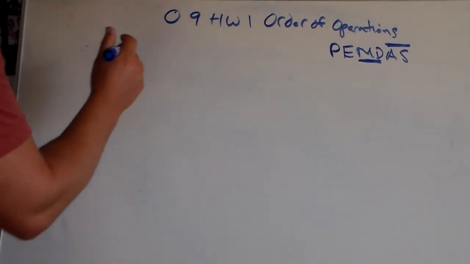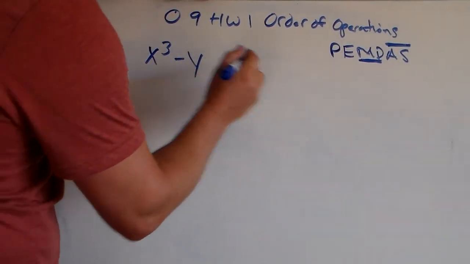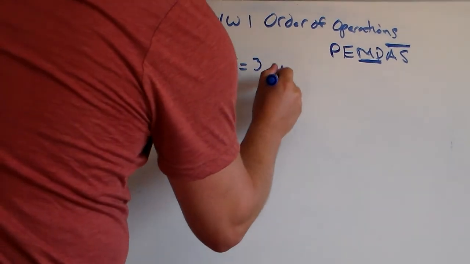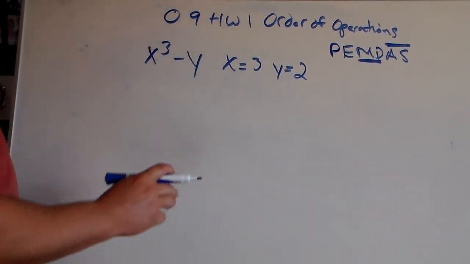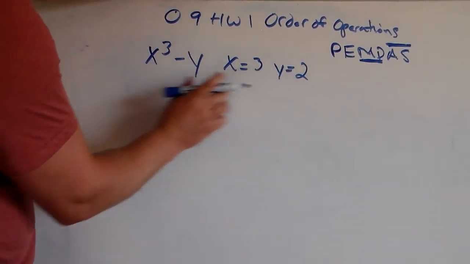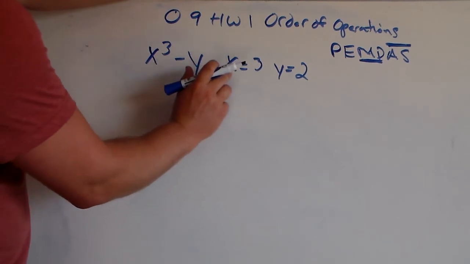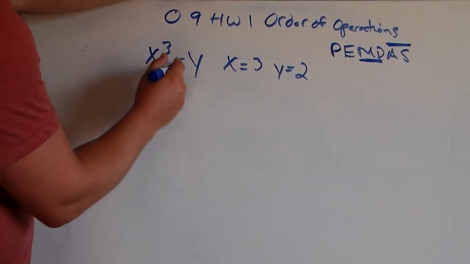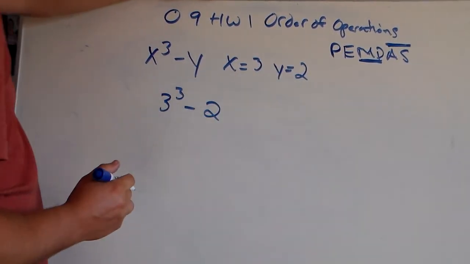Alright, problem number 7 says x to the third minus y, where x equals 3 and y equals 2. Now our goal here is that we're first going to substitute these two numbers in for their appropriate variables. So now they say x to the third, which they really mean since x equals 3, they're saying 3 to the third. Then minus y, well y is really just 2, so we're going to replace that y with 2.